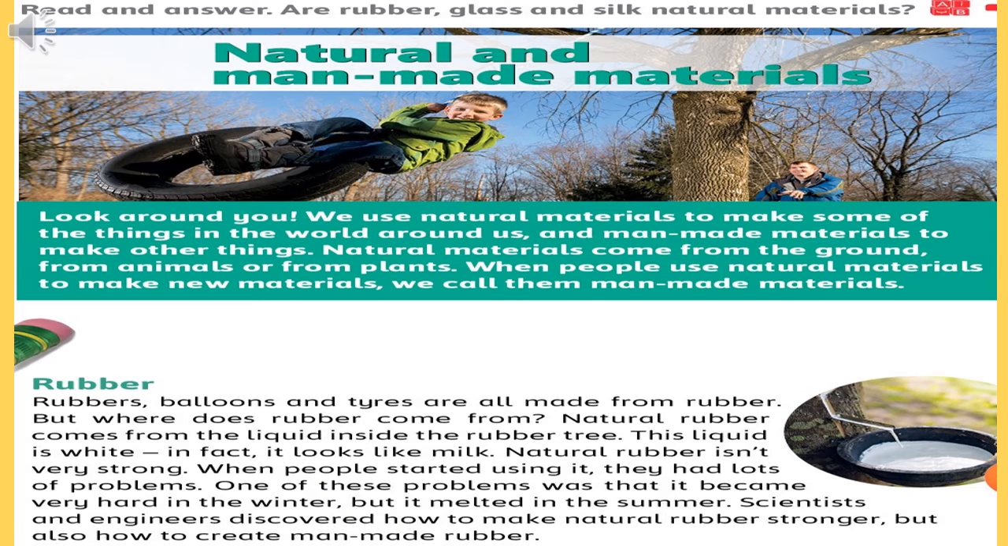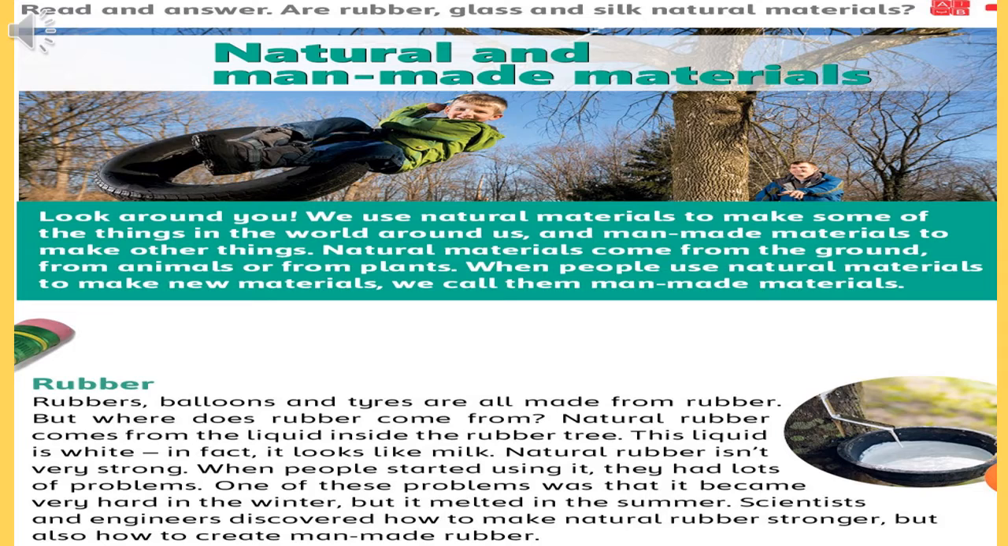2. Read and answer. Are rubber, glass and silk natural materials? Natural and man-made materials. Look around you. We use natural materials to make some of the things in the world around us, and man-made materials to make other things. Natural materials come from the ground, from animals or from plants. When people use natural materials to make new materials, we call them man-made materials.